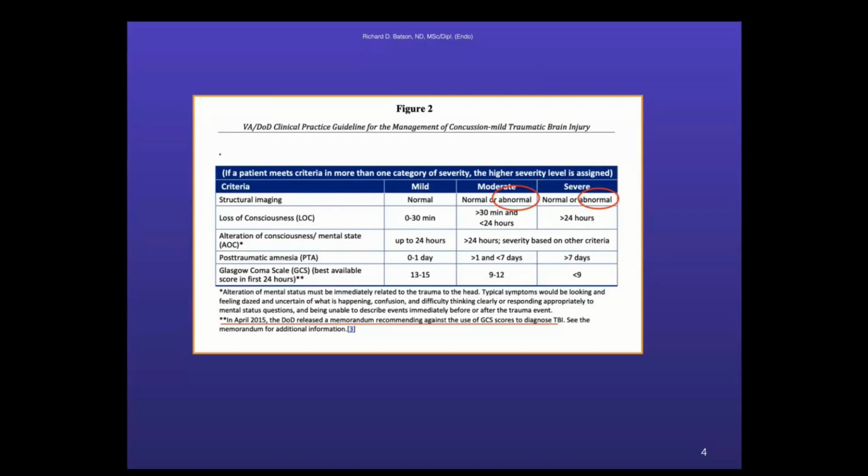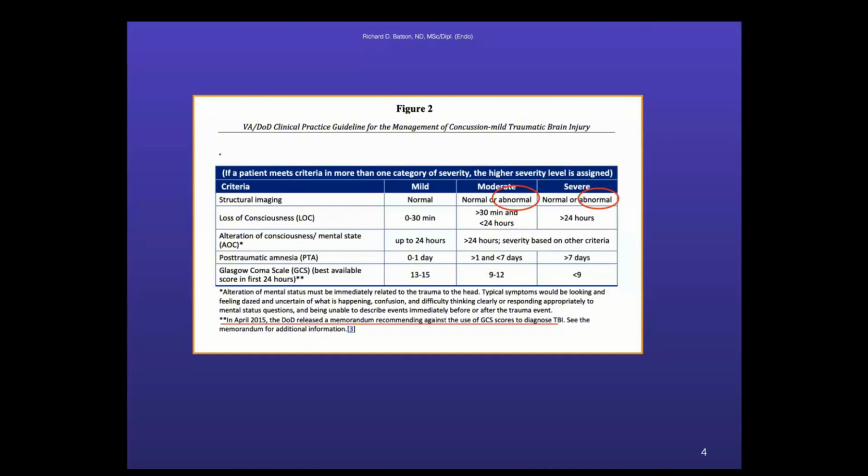And here we have normal head CT automatically in the Veterans Affairs model. You're going to start to think it's mild unless you have other factors that are present, like a loss of consciousness greater than 30 minutes or alteration of consciousness greater than 24 hours and so forth. But basically, you're going to score it based on the highest severity level. So if somebody had normal neuroimaging, but they lost consciousness for an hour, you can see that they would then be considered to have a moderate traumatic brain injury. And if they had greater than 24 hours, they would have a severe traumatic brain injury. So in this schemata, you're going to pick whatever is highest, and that's going to then classify the brain injury.